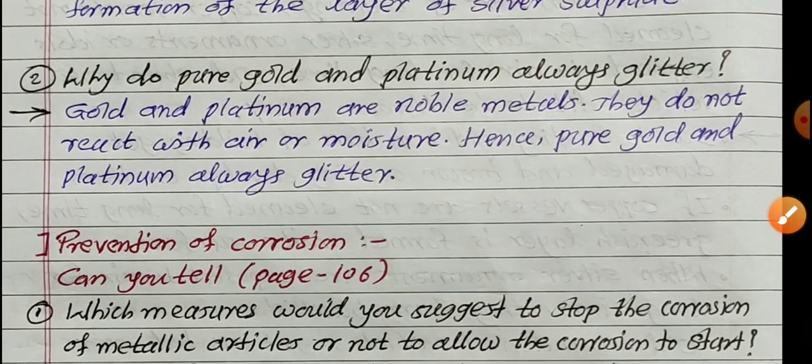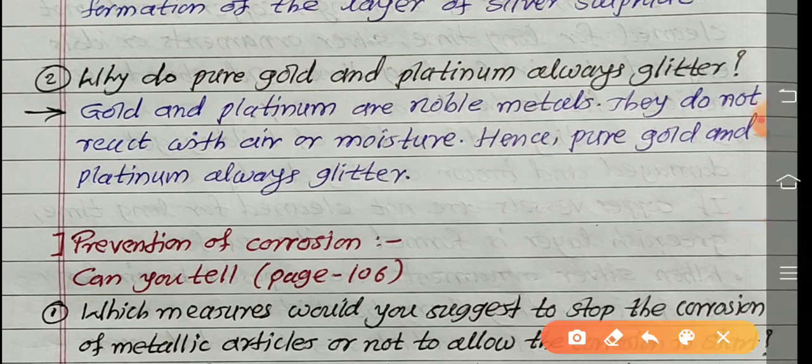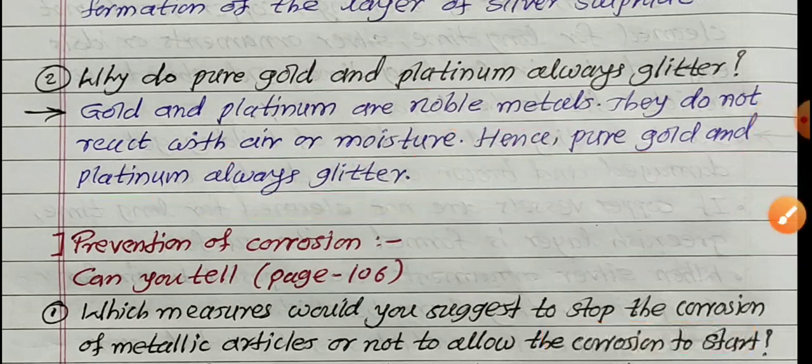Second question given, why do pure metals such as gold and platinum always glitter, always shine? Gold and platinum are noble metals, we know this. They do not react at all with air or moisture. Hence, pure gold and platinum always glitter, always shine. All getting? Yeah, next.